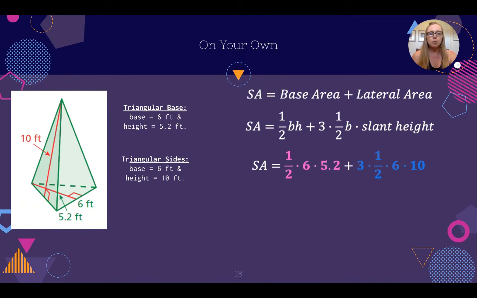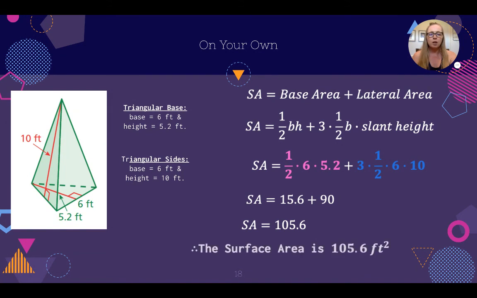So 3 times 1/2 times 6 times 10. We're going to multiply that out and add those together. So 1/2 of 6 is 3. 3 times 5 and 2/10 is 15 and 6/10. And then you could do 3 times 1/2 times 6. So 1/2 of 6 is 3. 3 times 3 is 9. 9 times 10 is 90. Adding our area of our base plus the area of our lateral faces, we get that our surface area is 105 and 6/10 feet squared.